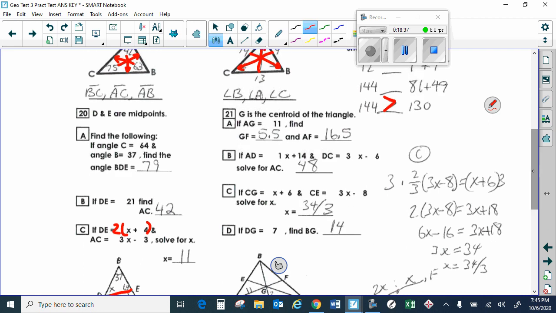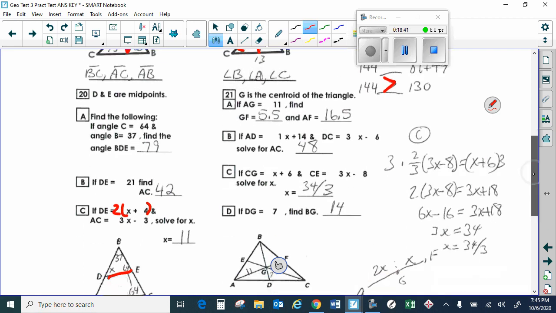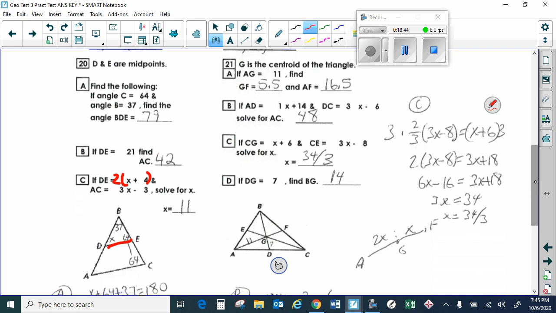All right, last one, 21. Given the centroid of a triangle, if AG, so here's our centroid down here. Okay, if AG is 11, remember that ratio is 2 to 1. So that means it's double this one, so that makes this 5.5. Okay, what's GF? Well, half it, 5.5. What's AF? The entire length. 11 plus 5.5 is 16.5.